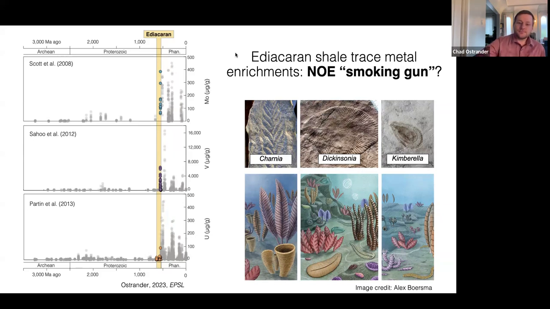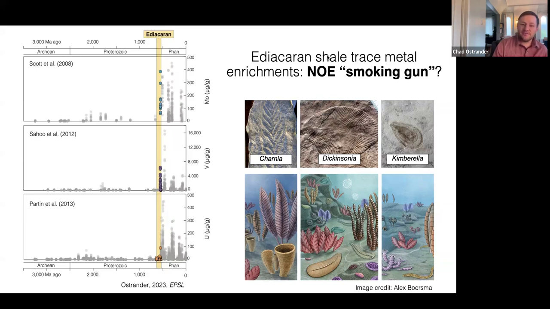And so, as was the case with these kind of broad-stroke views of the Neoproterozoic, before we had all this additional data, it seemed like the Neoproterozoic was when animals appear. And we also see some geochemical trends in the Neoproterozoic that align with that. Seems like the story makes sense.